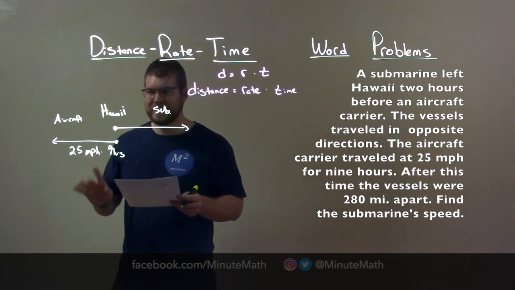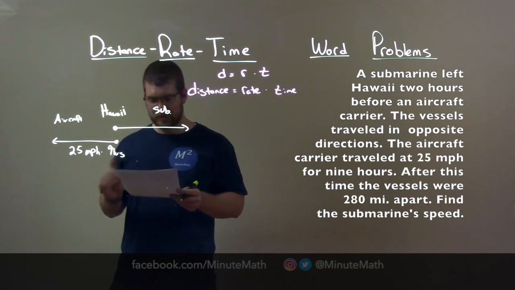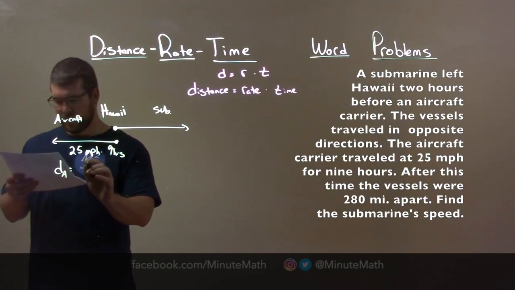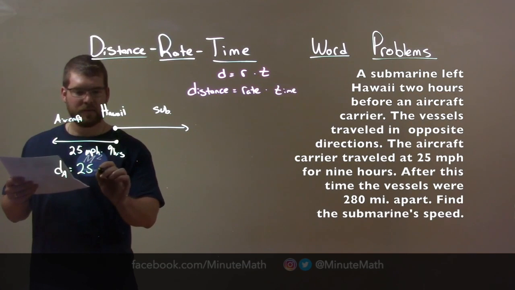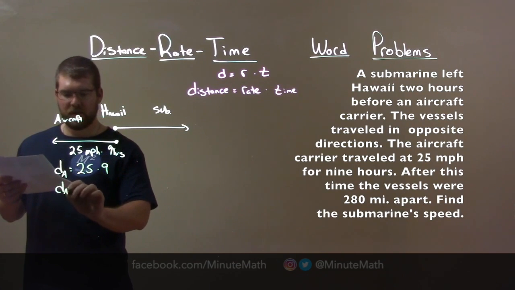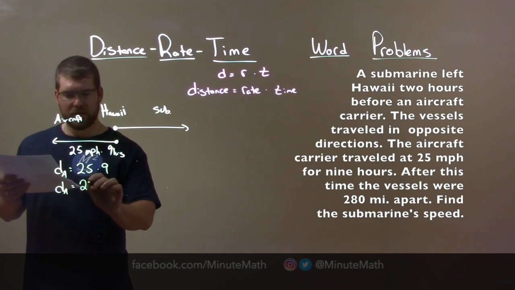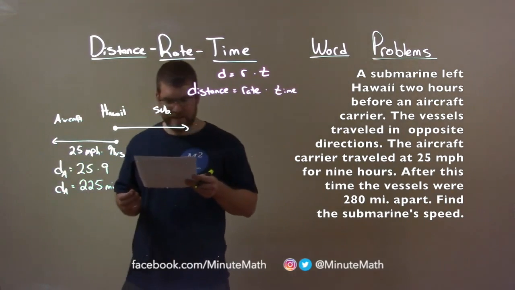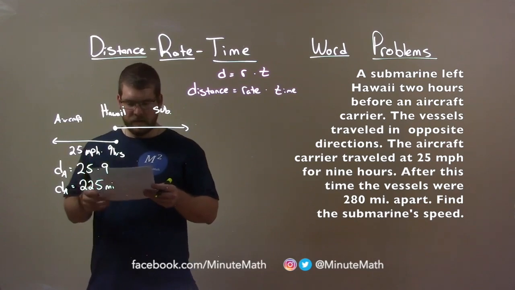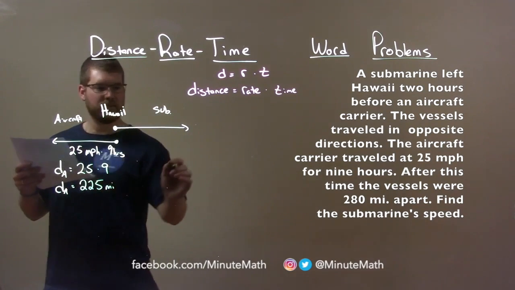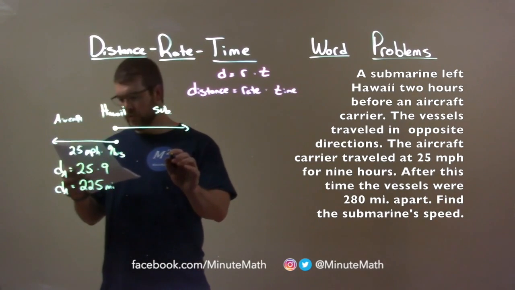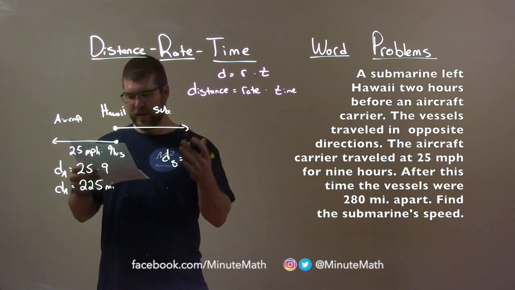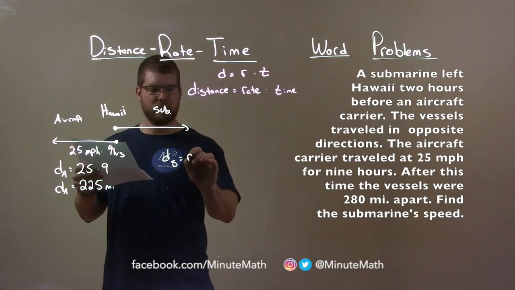So let's find the distance that the aircraft carrier actually traveled. So the aircraft carrier's distance is 25 times 9. So the distance of the aircraft carrier is 225 miles. And that's how far it traveled in that time. The submarine's distance is, again, rate times time.